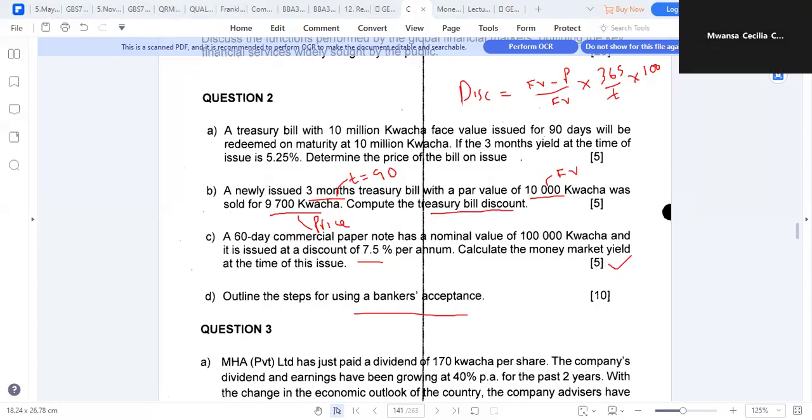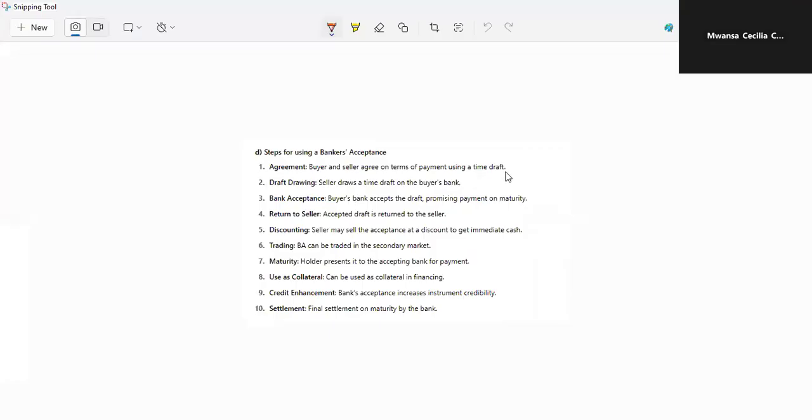So the buyer and the seller should both agree. Agreement is number one. The buyer and seller should agree on the terms. And a draft drawing. So the seller will draw what is called a time draft. Then the buyer's bank will accept the draft, promising to pay on maturity. Then once it is accepted, it is returned to the seller. And the seller may sell this acceptance at a discount for immediate cash.